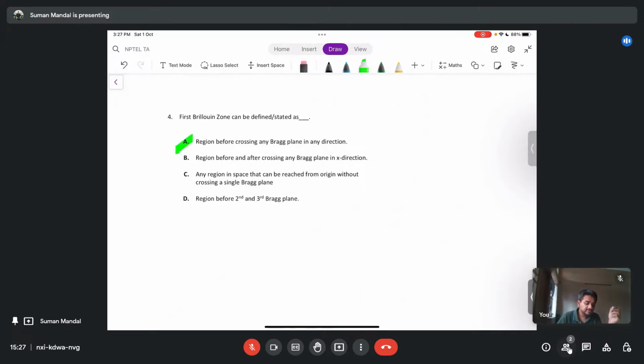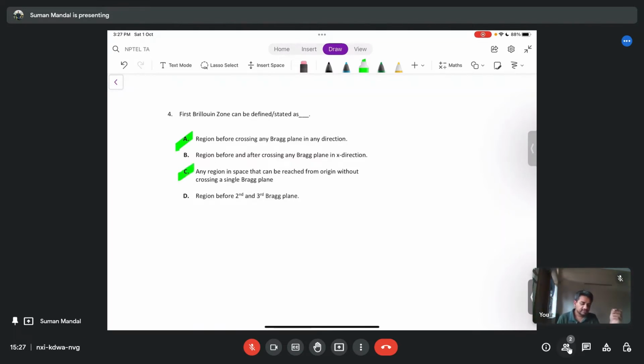Region before and after crossing any Bragg plane in the x direction. I mean, it has to be in all directions, x, y, z coordinate for a three-dimensional system. So option B is an incomplete answer. Any region in space that can be reached from origin without crossing a single Bragg plane. So yes, it has to be before the single first Bragg plane. Even option C is correct. Region before second and third Bragg plane. So we have both the first and second Brillouin zone before the second Bragg plane. So if this answer was before first, then it would have been correct, but this is wrong. It is the region before the first Bragg plane.